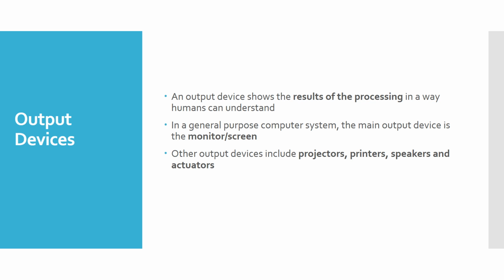So, first of all, what are output devices? Output devices show the results of processing in a way humans can understand. Whatever you can see on the screen is basically the result of some type of processing. It can be in soft form or hard form. In a general purpose computer system, the main output devices are the monitor and screen. Other output devices are projectors, printers, speakers, actuators, and LCDs.